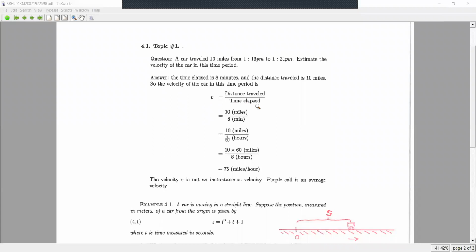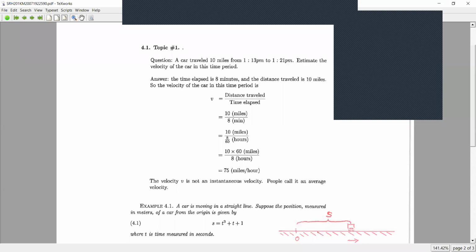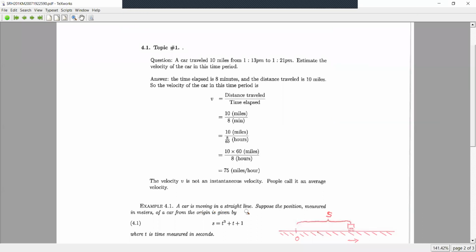Then how to compute instantaneous velocity? Take a look at this example. A car is moving in a straight line, say on a straight road.